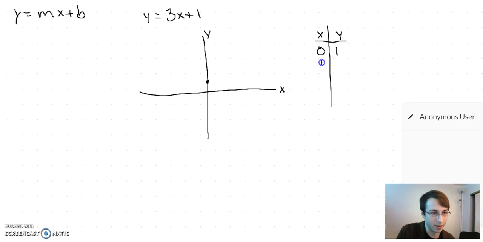Alright, how about when x is 1? What's y? Well, 3 times 1 is 3, and then plus 1 is 4. So let's plot 1, 4. Maybe it's around here. And what about negative 1? Well, when we plug in negative 1, we've got 3 times negative 1, which is negative 3, then plus 1 is negative 2. So now let's plot that here.